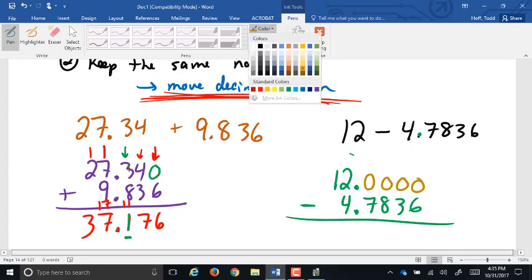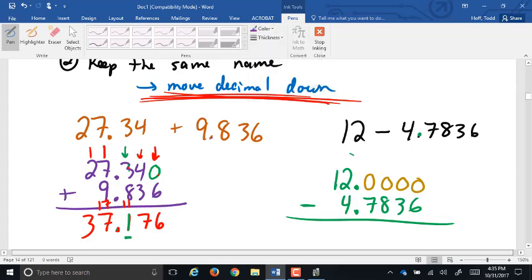Now, just like with whole numbers, we start on the right and work our way back to the left, and we subtract. Well, 0 minus 6 can't be done, so we're going to need to borrow. But we go here and there's nothing to borrow from, so what do we do? We're going to keep going. We're going to go all the way here to the 2. We borrow from the 2, and that'll be a 1. That makes this a 10.